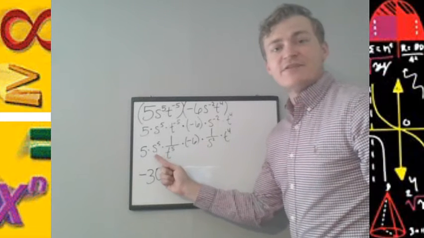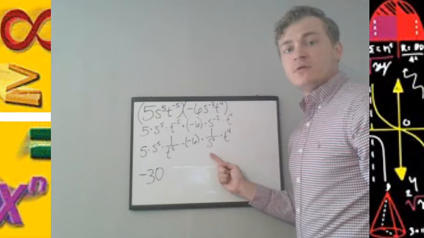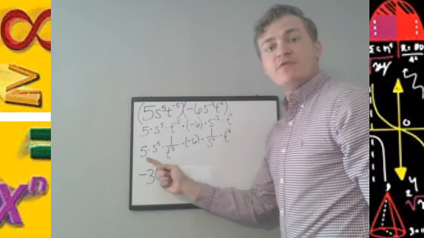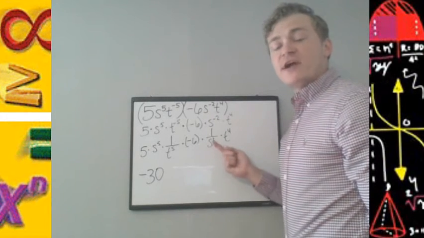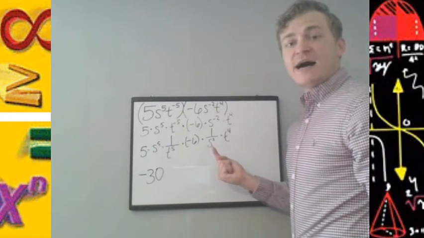Here we have s to the fifth. Here we have 1 over s squared. Let's move them together. Remember, we're saying 1 over s squared is to divide by s squared. So s to the fifth divided by s squared.